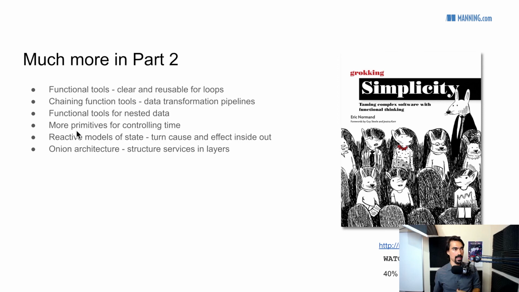We talked about some of these ways of controlling time. We develop a bunch of primitives. We developed one here, the only once. There's going to be more. We also talk about reactive models of state. So you have state that changes, and you want things to happen every time it changes so that the stuff stays up to date. And this is a way of turning cause and effect inside out. It's like another way that you can manipulate time. And then the onion architecture. This is a kind of a service level architectural system to structure your service into different layers.